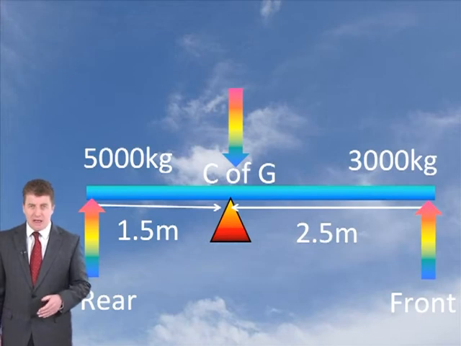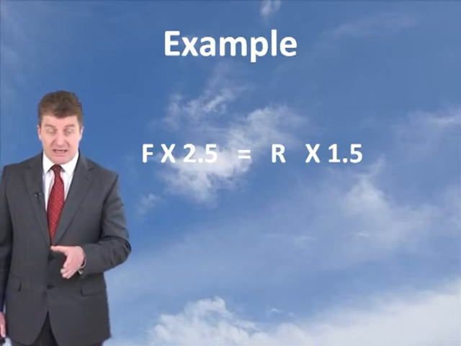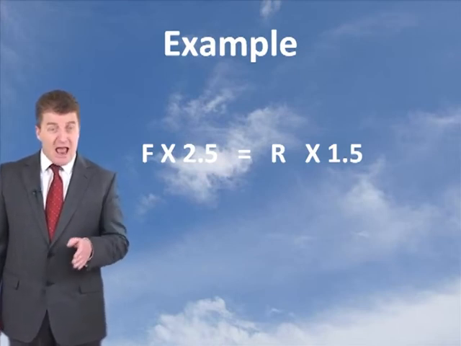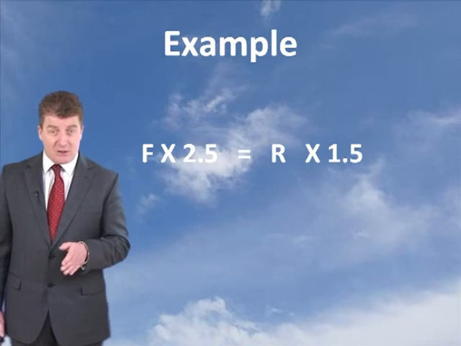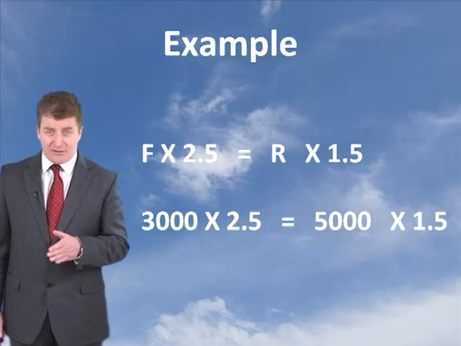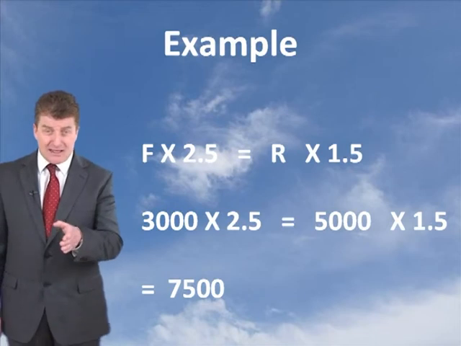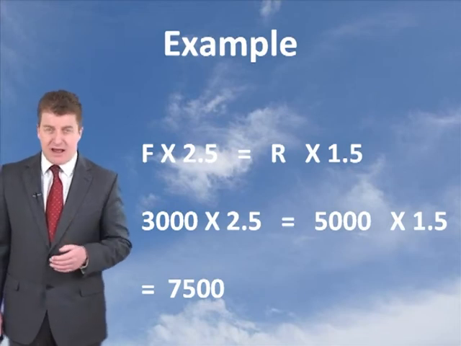Let's just check this by taking moments around the centre of gravity. They must be equal or the force won't be stable. Therefore, F times 2.5, the front axle, equals R times 1.5. Therefore, put them into numbers there, 3,000 times 2.5 equals 5,000 times 1.5. It comes out 7,500. You understand? They're equal. So that just proves it, by taking a moment somewhere else, it proves it's actually valid.